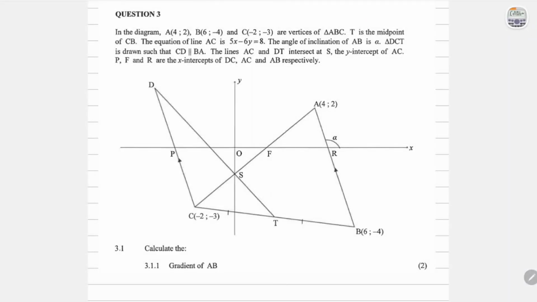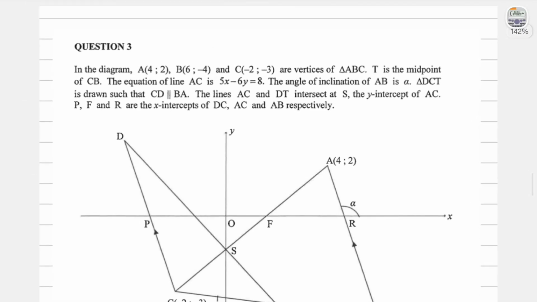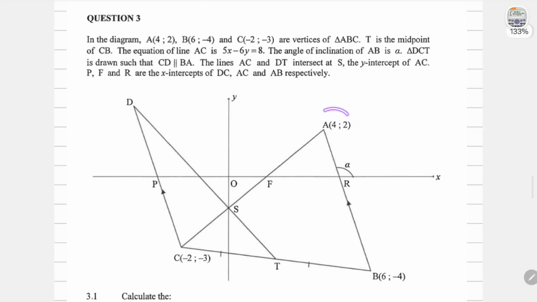We are now on the analytical geometry section of this paper, and we start off with question 3, which says, in the diagram, A (4; 2), B (6; -4) and C (-2; -3) are vertices of triangle ABC, as we can see over there. And T is the midpoint of this line CB. So this is equal to that.